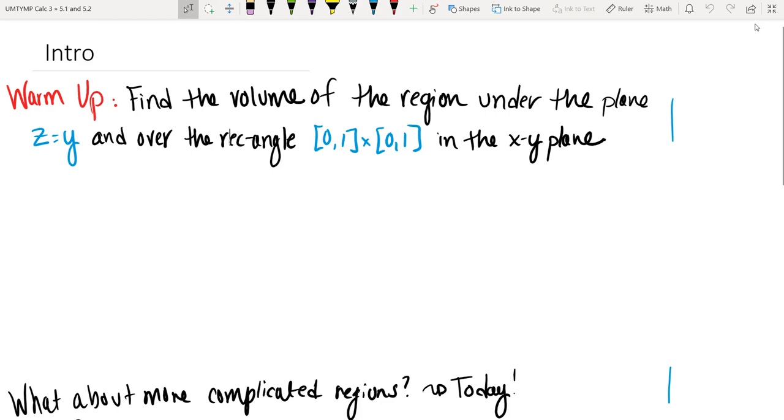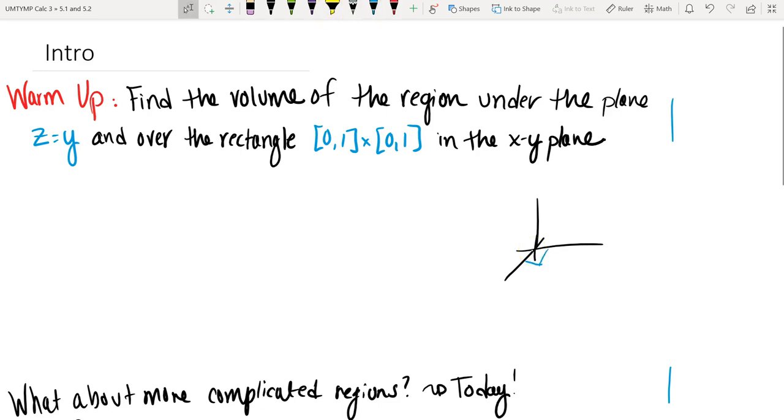I want you to pause the video and see if you can tackle the warm-up question on your own. And that should say rectangle. But maybe you had a chance to pause this video. How I thought of this is, if you think about the rectangle, [0,1] by [0,1], so maybe you're in 3 dimensions. If I make a quick little sketch here, we're in 3 dimensions, looking at that rectangle, [0,1] by [0,1], something like that.